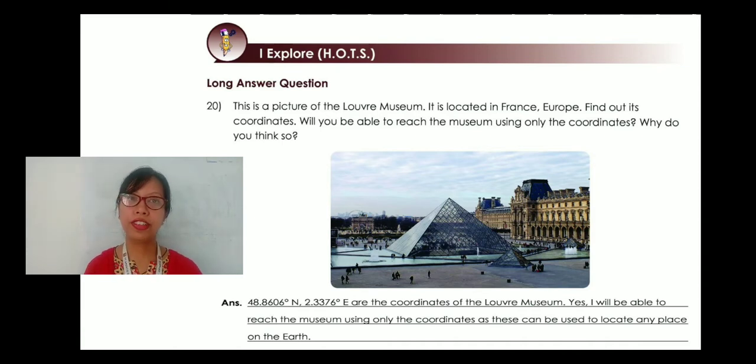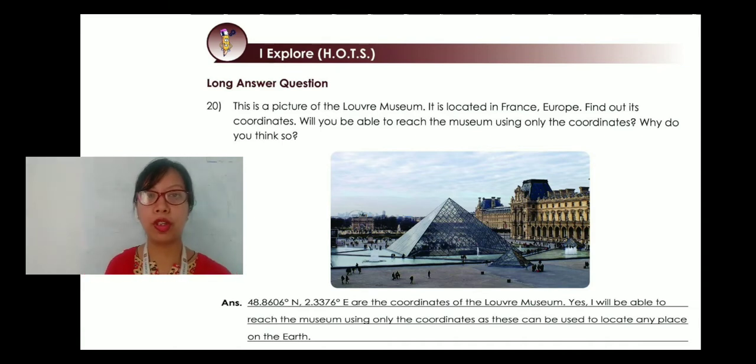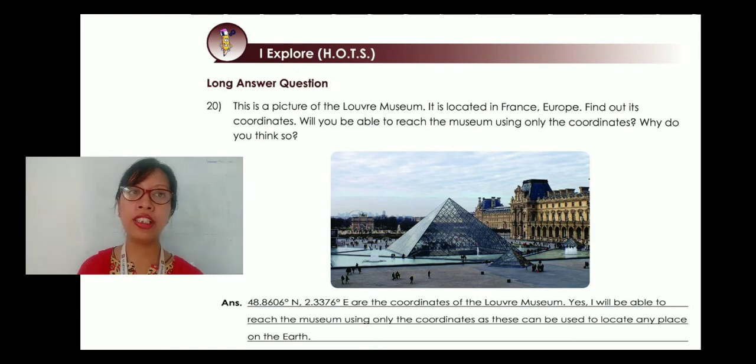So now, this picture belongs to the Louvre Museum, which is in France, Europe. It is very far from India, right? From the continent Asia. It is beside continent Asia, but far from India. So now we have to find the coordinates. You can Google search it and find the coordinates. Now, will you be able to reach the museum using only the coordinates? Yes, we can. Obviously, we can reach the museum.